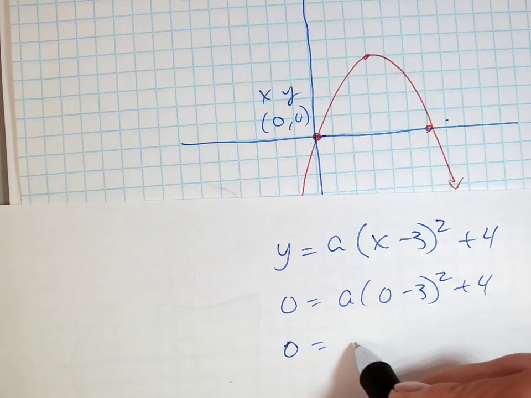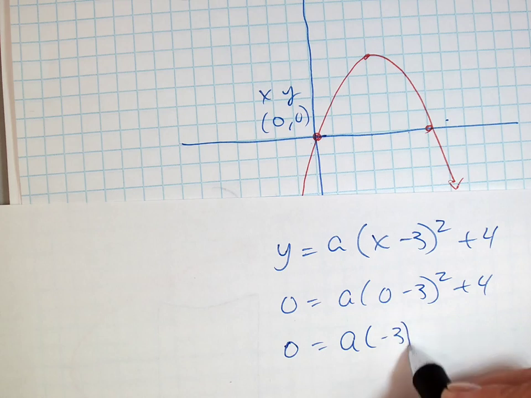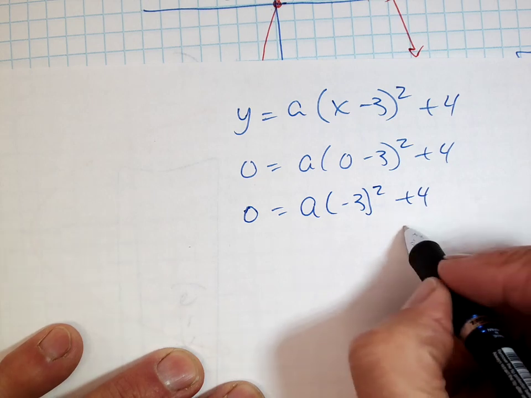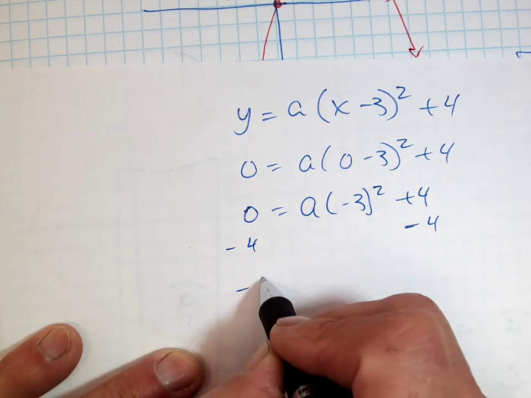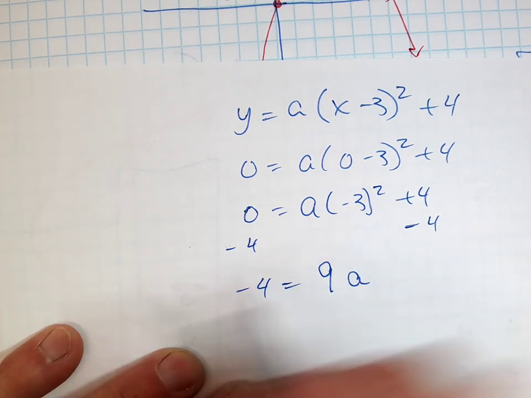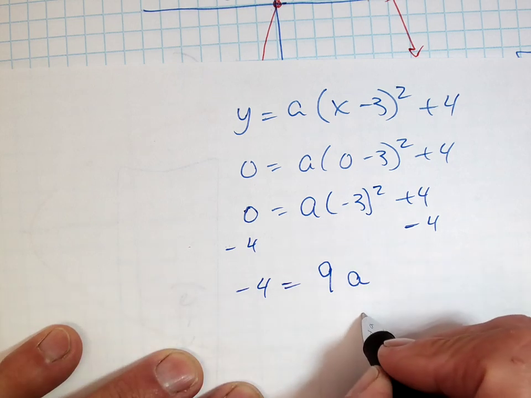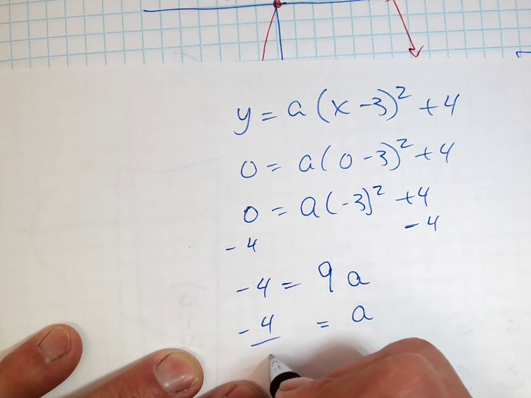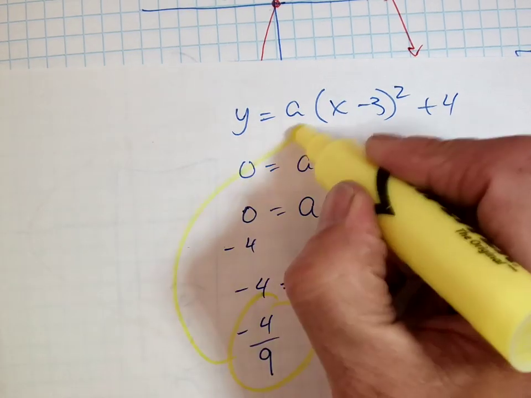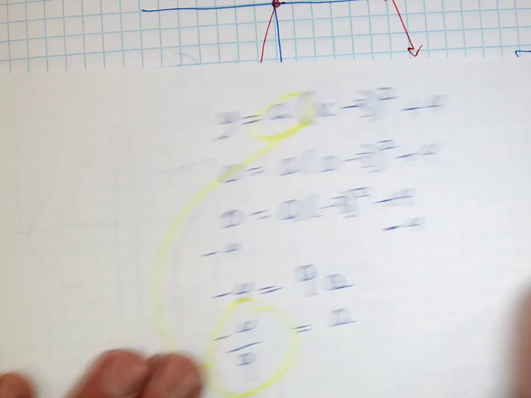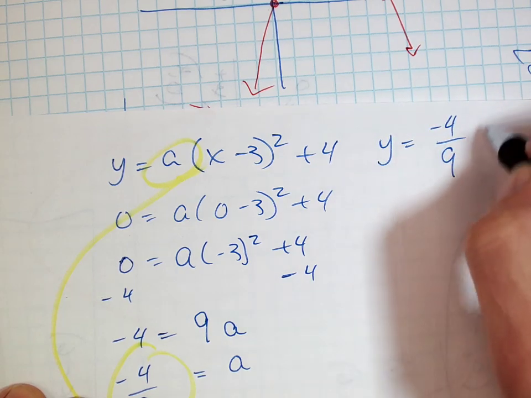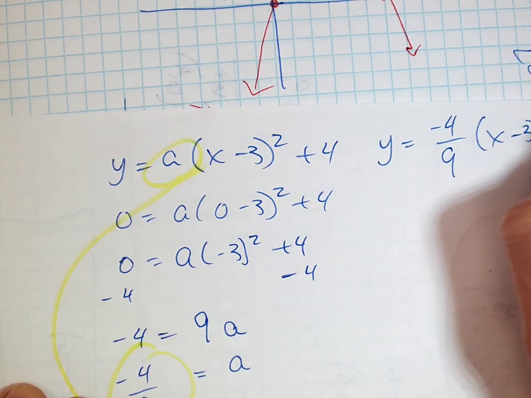I'll have 0 equals a times negative 3 squared plus 4. I'll go minus 4, so negative 4 is equal to 9a, because I squared the 3. I'll divide by 9, I'll have a equals negative 4 ninths. Okay, so now I'm going to go back and finish this up. All I need to do is put the negative 4 ninths here, and I'll rewrite this as an answer of y equals negative 4 ninths times x minus 3 squared plus 4.